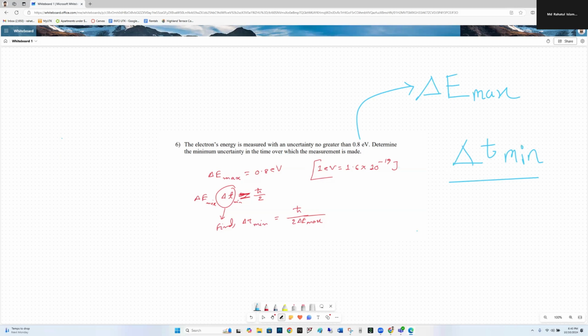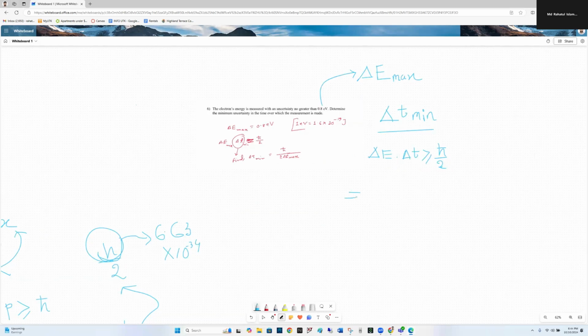So we have an equation relating these two, which is delta E times delta T is greater than or equal to h cut. You can write h cut, or h cut divided by 2, whatever. Okay, so then just rearrange to get the delta T minimum. Not the equation, this is an inequality. So we need to find the minimum, right? Delta T minimum.